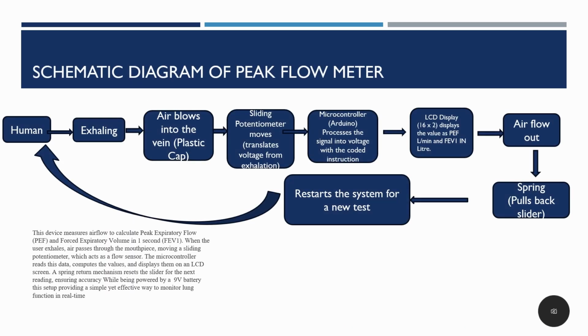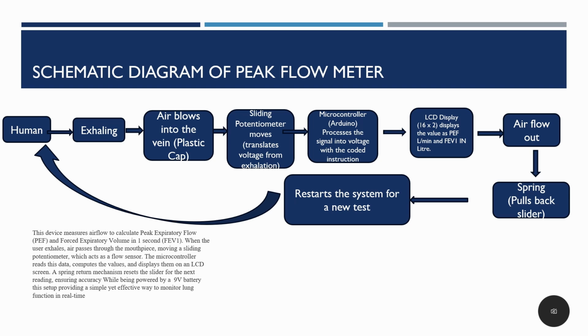The schematic diagram shows the working principle of the peak flow meter we have created. It is designed to measure airflow and calculate peak expiratory flow, PEF, and forced expiratory volume in 1 second, FEV1, providing real-time monitoring of lung function. When the user exhales, air passes through the mouthpiece, moving a sliding potentiometer that acts as a flow sensor. The exhaled air pushes a plastic cap, which moves the potentiometer slider, generating a voltage.